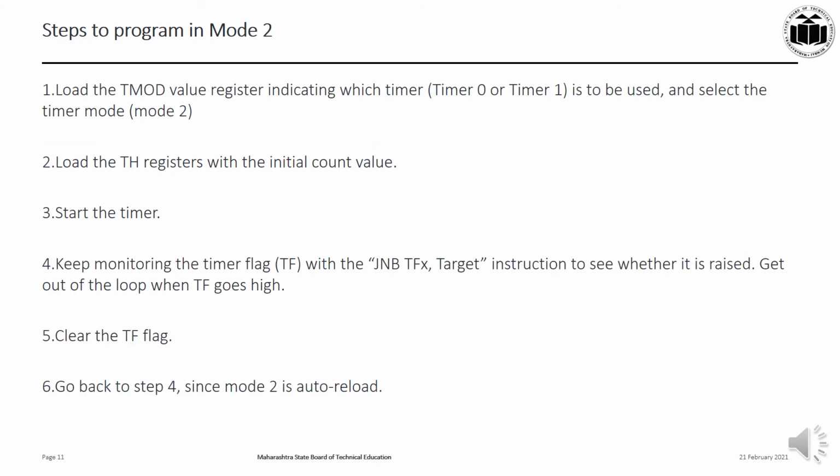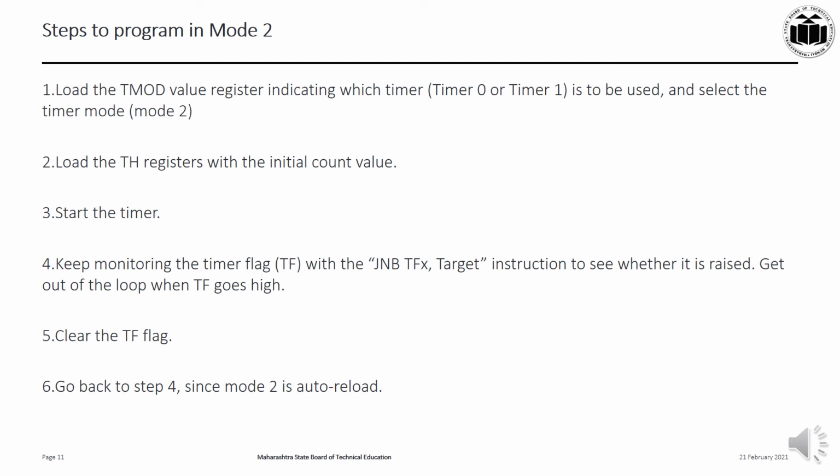So now we will try to understand the steps to program the timer in mode 2. For that, we have to again load the TMOD register with the value indicating which timer is to be used, that is timer 0 or timer 1, and then select the timer mode, that is mode 2. Then load the TH register with the initial count value. As it is an 8-bit auto-reload mode, we will only load the TH register. Then start the timer by using the SETB TR0 or TR1 instruction.